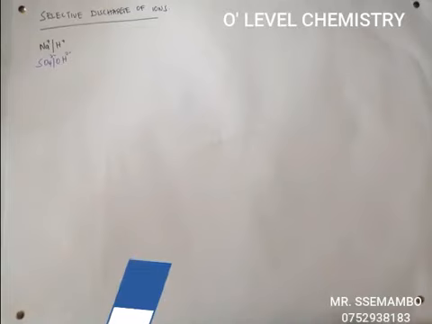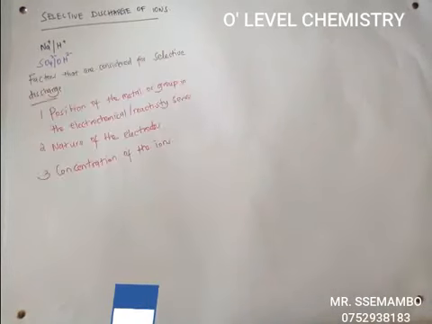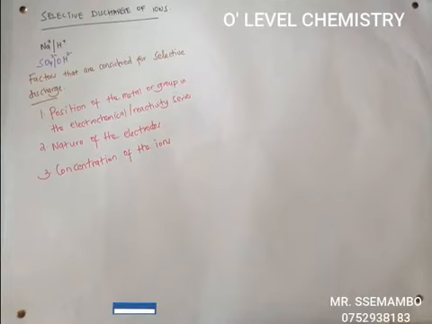There are three factors that we consider when discharging ions at the electrodes. Number 1, the position of the metal or group in the electrochemical or reactivity series; number 2, the nature of the electrodes; and number 3, the concentration of the ions. We're going to look at each factor independently.